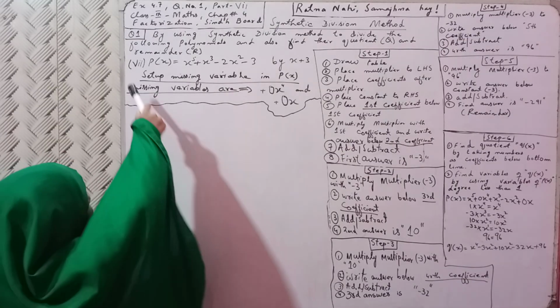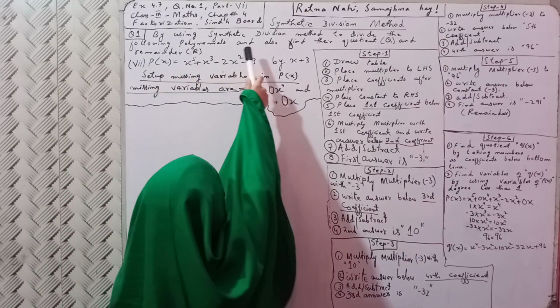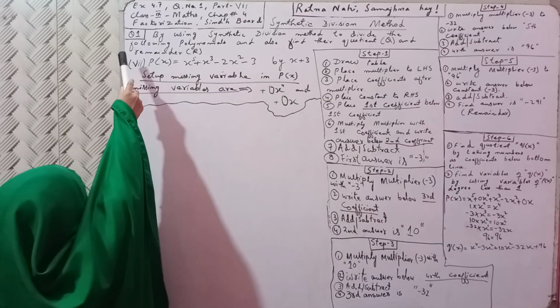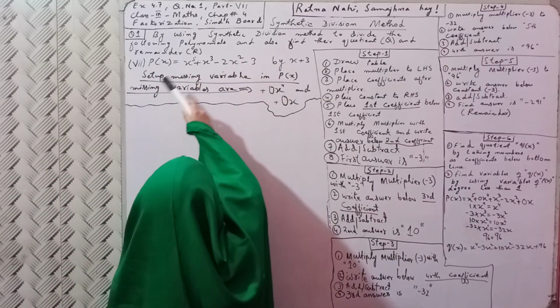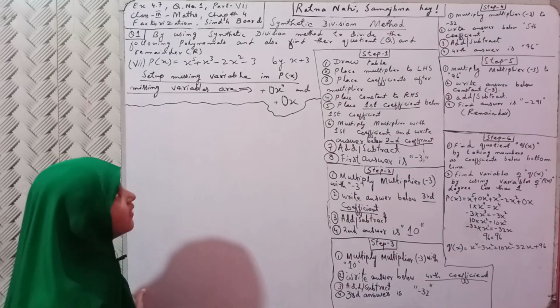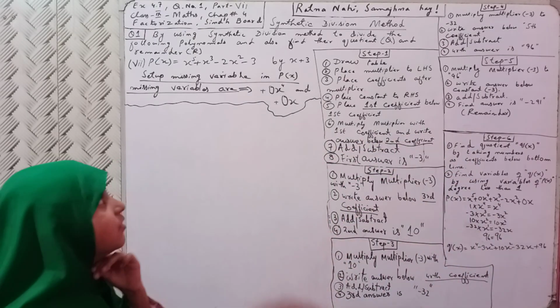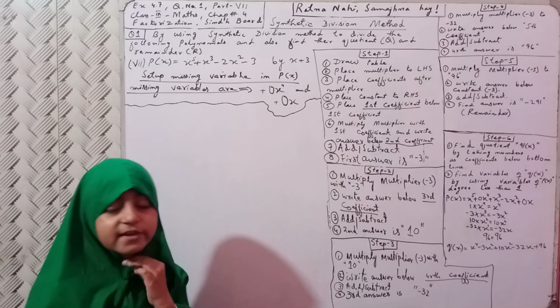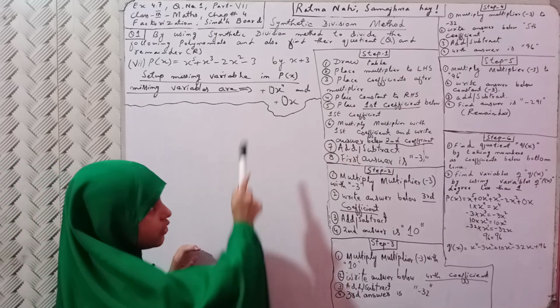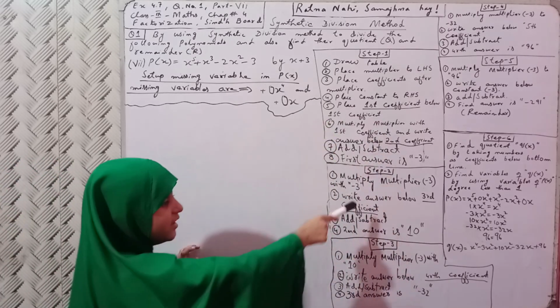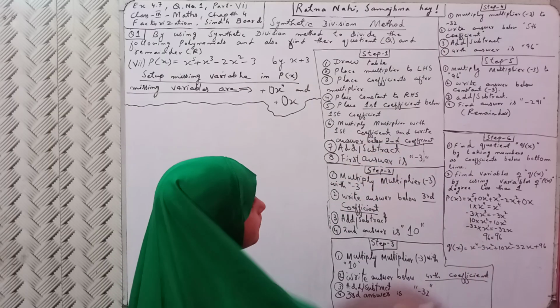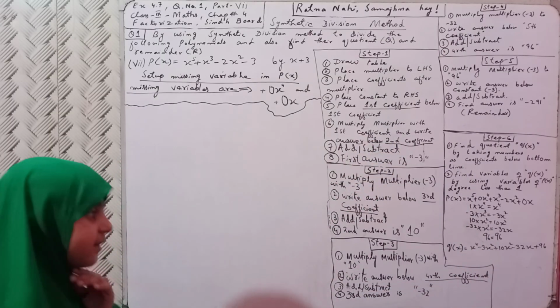Today we are going to learn exercise 4.7, question number 1, part 7, class 9 maths, chapter number 4, factorization, Sindh Board. We are going to learn the synthetic division method. The book answers are not written, so I will check from the book. The steps are written: step 1, step 2, step 3, step 4, step 5 and step 6.